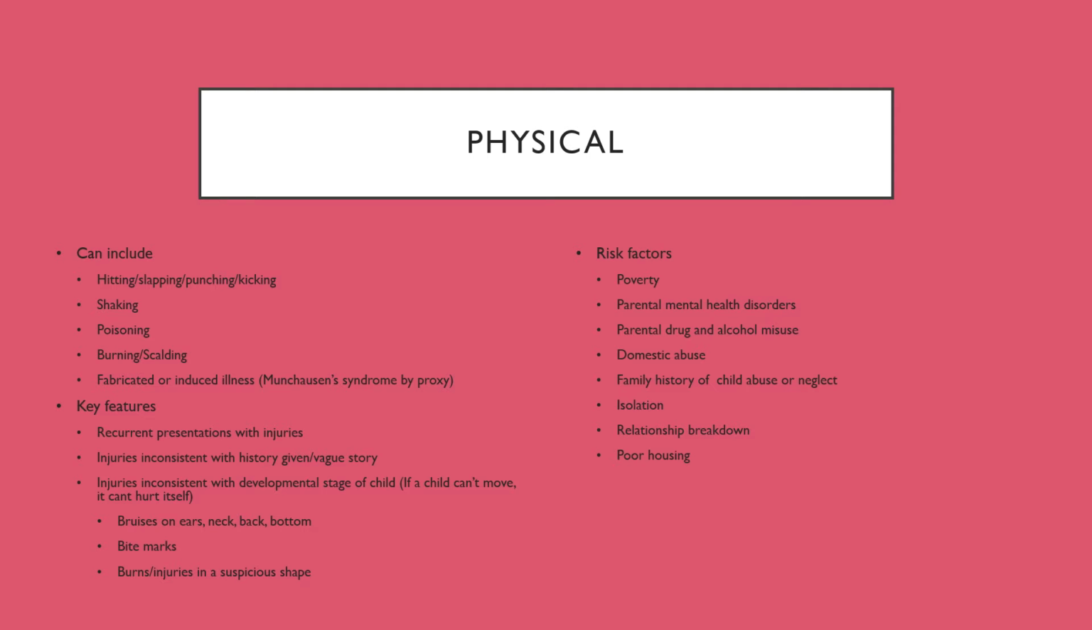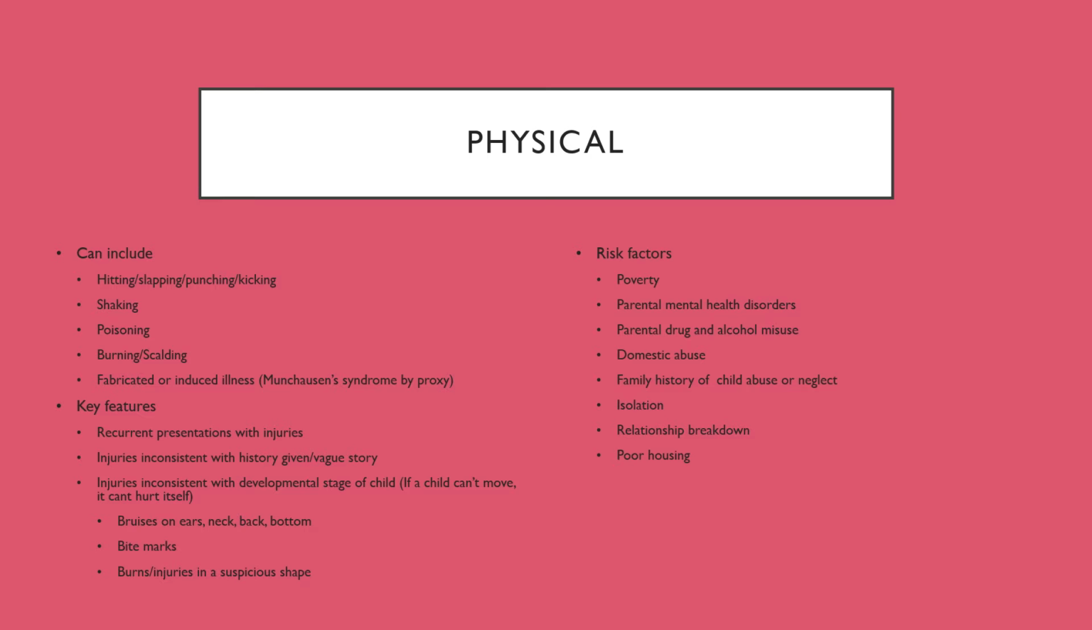And then also bruises on places where children don't usually hurt themselves. If a small toddler is walking around the house and bumping into things, they'll have bruises on their legs, on their bony prominences. But if the child has bruises on their ears or their neck or their back or their bottom, that's unusual and not consistent with that child's developmental stage. Also things like bite marks, or injuries in a suspicious shape, consistent with being slapped or hit with an object, or burns, all those sorts of things would raise red flags.